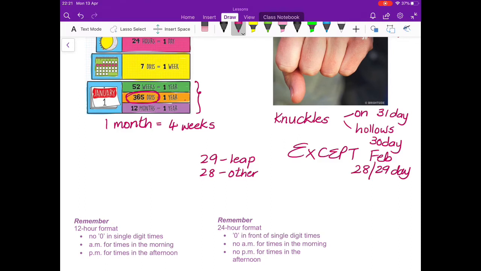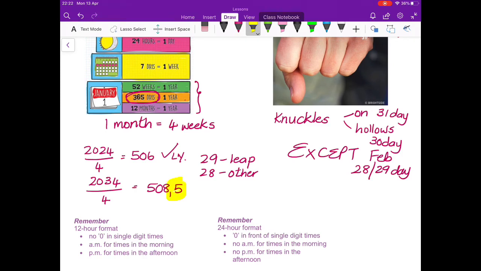Right, so how do we calculate a leap year? Well, if we took, for example, 2024, you divide it by 4 and you will get the answer 506. You get a whole number, so yes, that is a leap year. If we took, for example, 2034 and divided it by 4, we get a value of 508,5. Because it has a decimal, it's not a whole number, so this will not be a leap year.